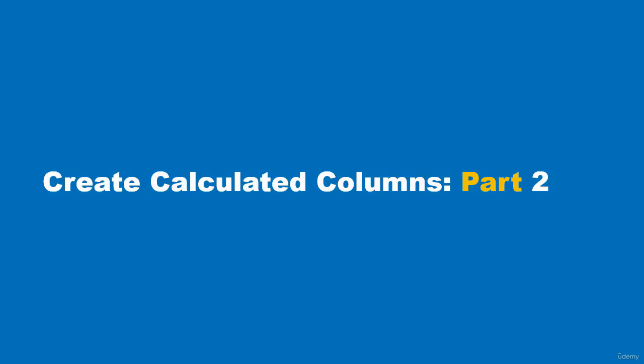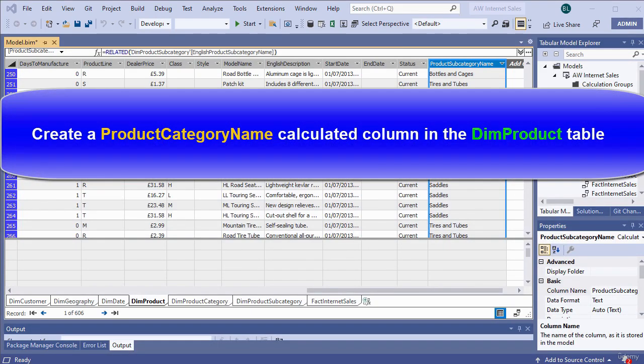Hello and welcome to part 2 of creating calculated columns. I'm going to create a new calculated column inside the dim product table.